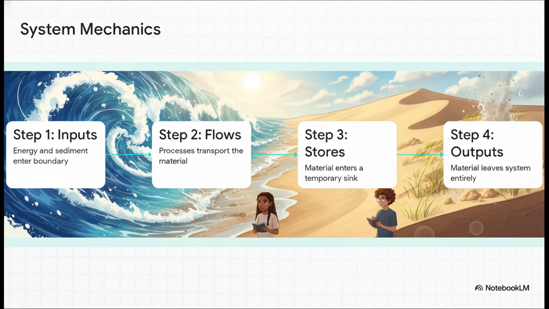Let's break that model down into a simple, four-step framework you can easily pull out for your exams. Step 1, inputs enter the boundary. This could be wave energy or maybe sediment falling from a weathering cliff. Step 2, processes or flows transport that material. A great example is longshore drift moving sand down a beach. Step 3, material enters stores. Basically, it gets deposited in a temporary sink, like a sand dune. And finally, Step 4, outputs leave the system entirely.